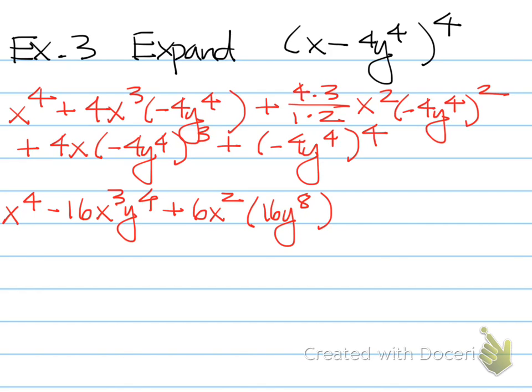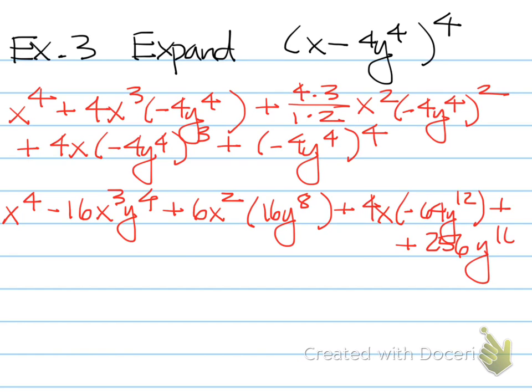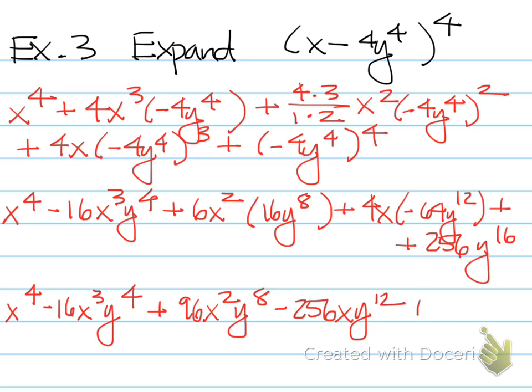Y to the fourth power squared is y to the 8th power. Then we have 4x times negative 4 cubed is negative 64. Y to the fourth cubed is y to the 12th. And then negative 4 to the fourth is 256. Y to the fourth raised to the fourth power is y to the 16th power. And then lastly, clean up everything, and we get the following expanded binomial.